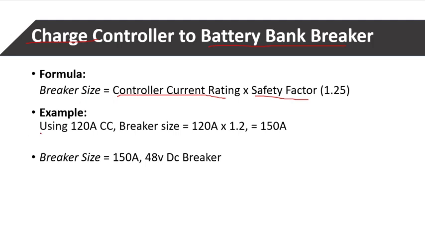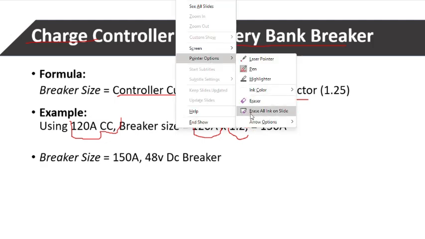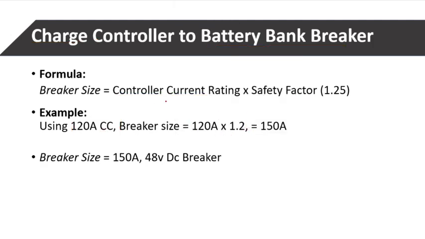Now for this example we are using a 120 amps charge controller, so our breaker size will be the controller size, which is 120 amps, multiplied by the safety factor of 1.25. Sorry, I made a mistake here. It's supposed to be 1.25; I put 1.2, so this one is 1.25. It will give us 150 amps. If for your system you are using an 80 amps controller, you multiply that 80 amps by 1.25. If you are using a 30 amps controller, you multiply that 30 amps by 1.25.